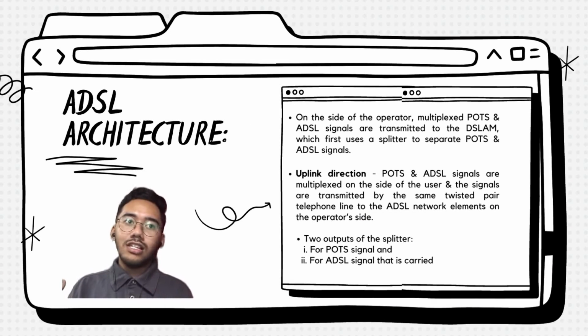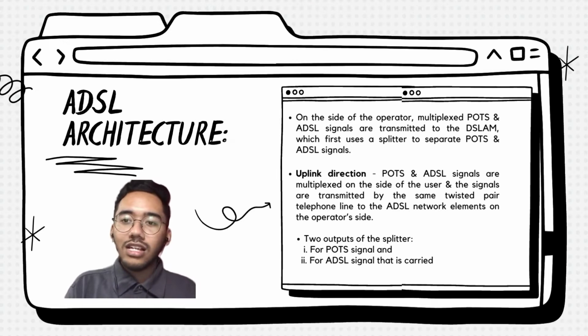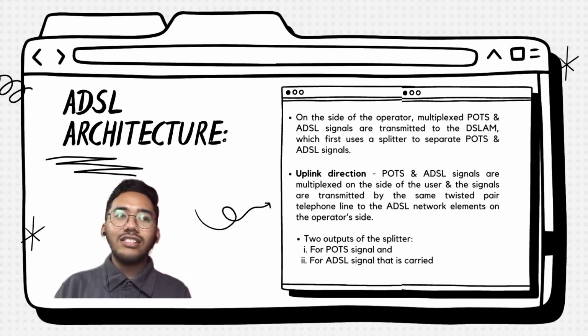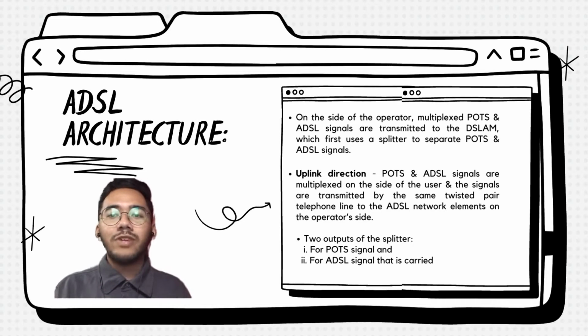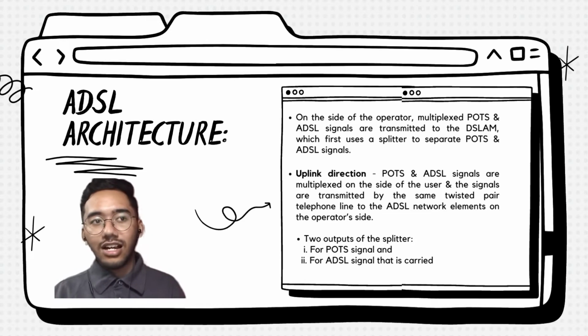The telephone signal and ADSL signal are transferred to the user terminal. Splitters on both sides of the subscriber line are used for the frequency multiplexing or demultiplexing of POTS and ADSL signals. So in the uplink direction, POTS and ADSL signals are multiplexed on the side of the user, and the signals are transmitted by the same twisted pair telephone line to the ADSL network element on the operator's side.